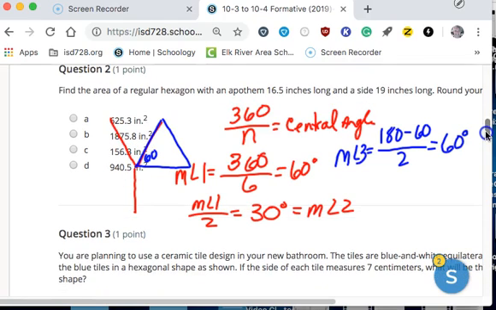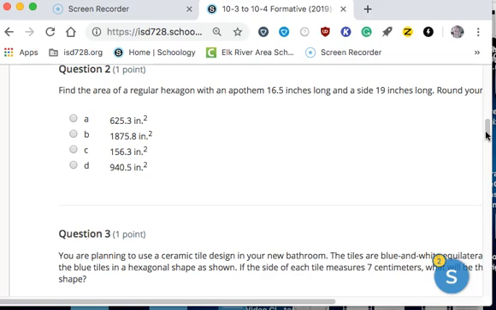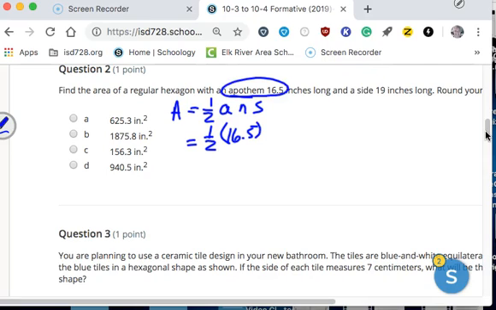In problem 2, I'm asking you to find the area of a regular hexagon with an apothem of 16.5. Okay, remember 1/2 ANS is equal to my area. A is 16.5, they give me that. That's right there. Okay, the number of sides in a hexagon is 6. Side length is 19.